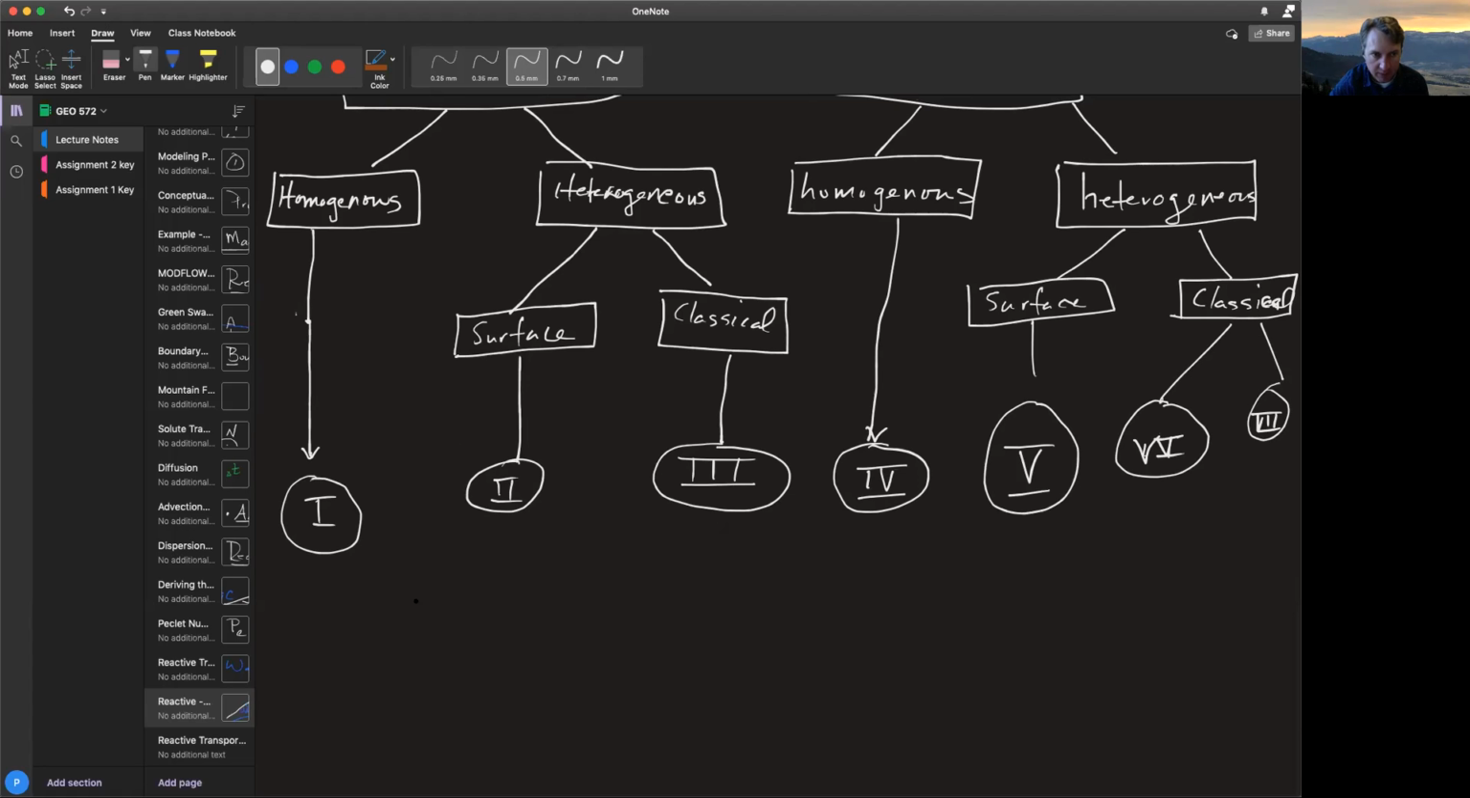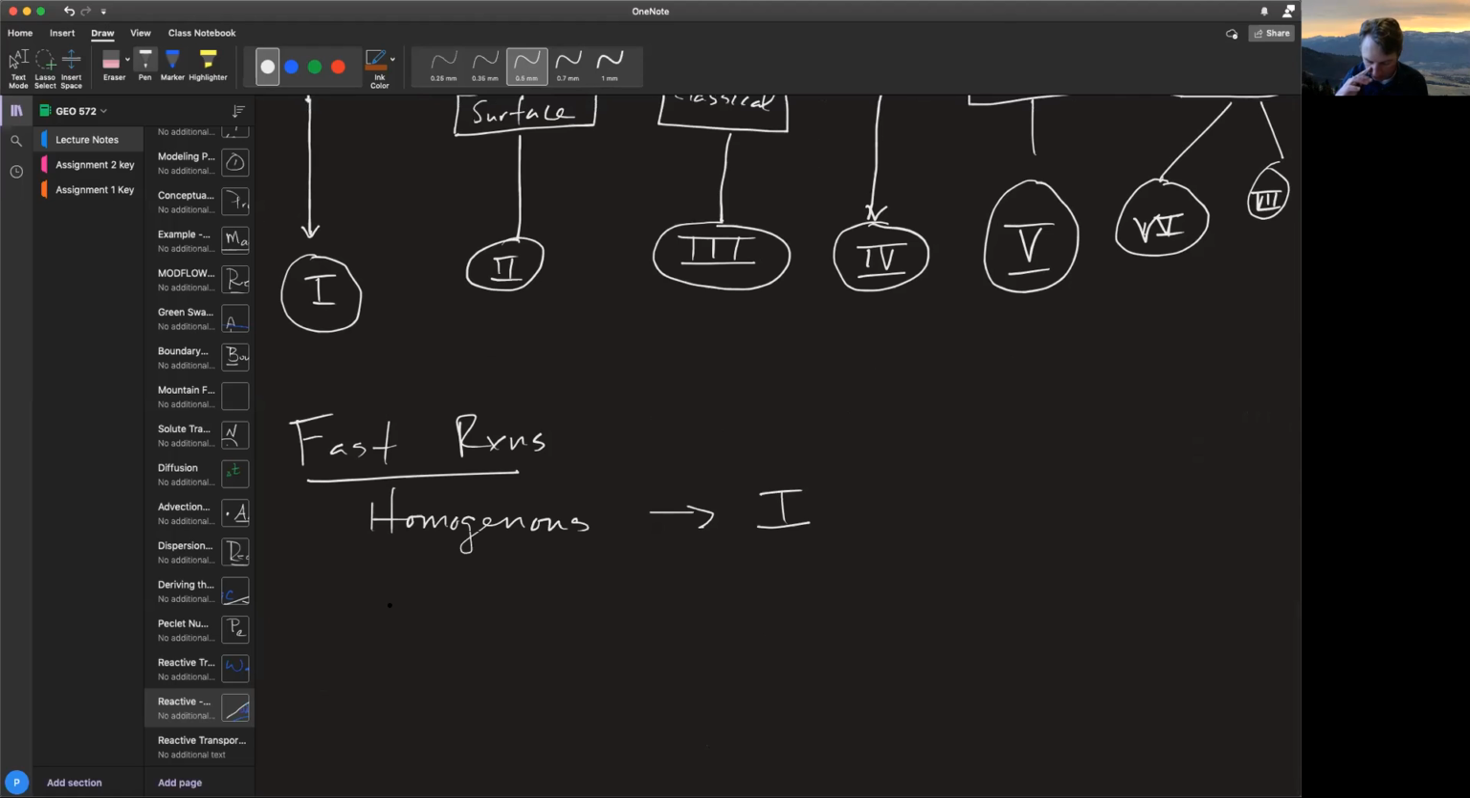So let's go through and give some examples, at least of the most common ones and ones that are commonly talked about or used, and in particular ones that we'll be wanting to use for our simulations. So fast reactions we'll start with first. And let's go homogeneous. So this is type 1, fast homogeneous. And these are the classical reactions that you're used to seeing. So these are essentially instantaneous sources or sinks of solute.